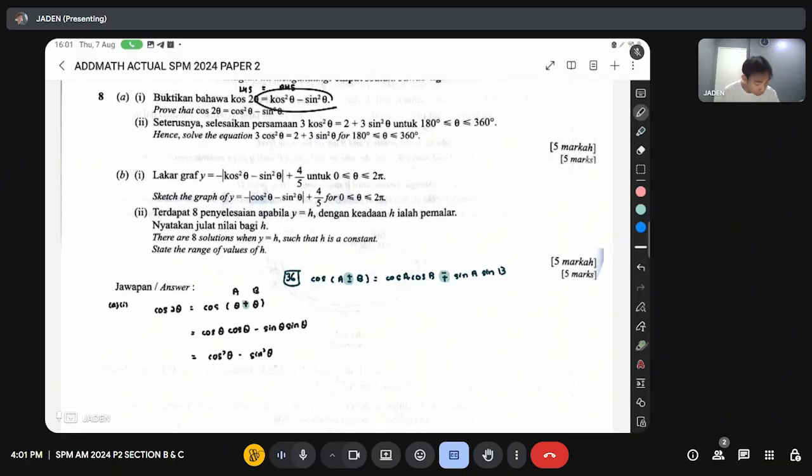And so you have actually managed to convert into right hand side. You have actually proven the equation such that cos 2 theta is actually cos square theta minus sine square theta. Okay, and it is that quick. We're going to move on with A number 2.